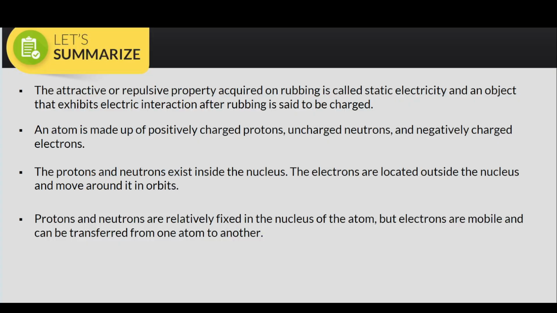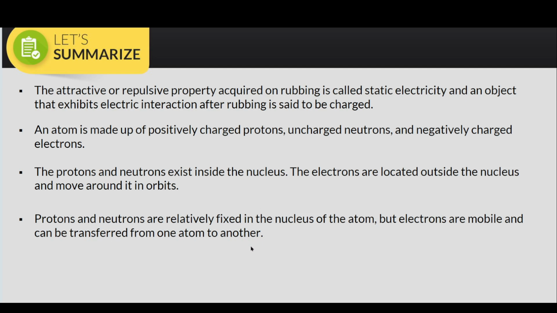So basically, first we talked about static electricity, which is the attractive and repulsive property which we acquire on rubbing, and objects get charged on rubbing. Then we talked about the structure of the atom, which has three particles: protons, which are positively charged; neutrons, which are uncharged; and negatively charged particles, which are electrons, which move around the nucleus. Right, protons and neutrons exist inside the nucleus, and electrons are outside the nucleus, moving around it in orbits. So protons and neutrons are fixed in the nucleus, but electrons are mobile, they can transfer from one atom to another.